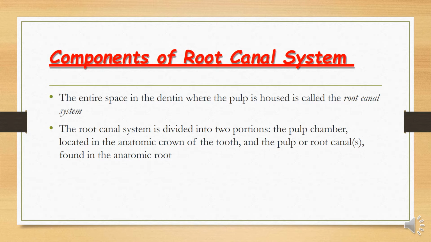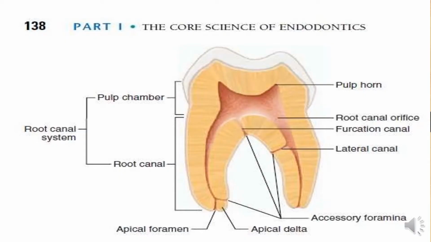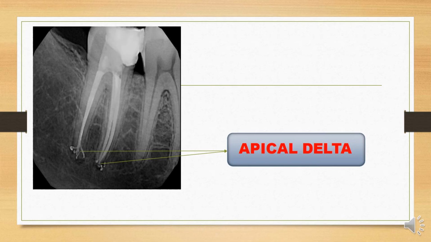and the pulp or the root canals found in the anatomy. So, the parts of the root canal include the pulp horn, the pulp chamber, the root canals, the apical foramens, the apical deltas, the accessory foramens, and the accessory root canal.